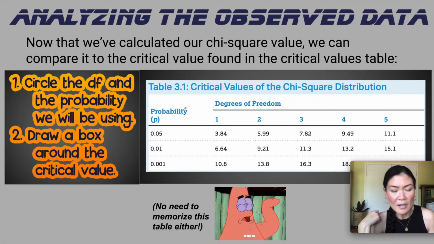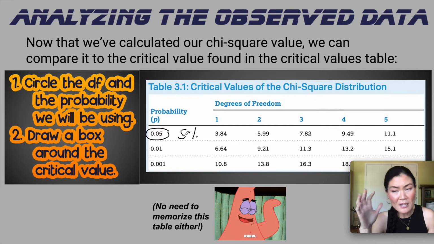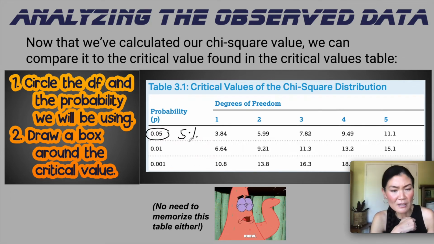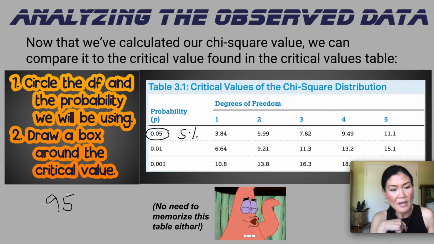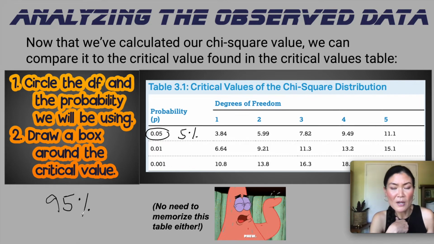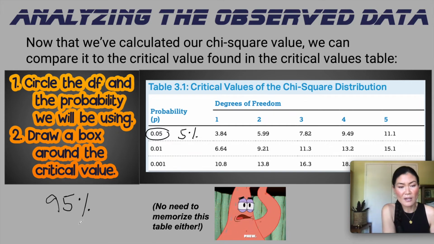And in AP Bio, we're looking at a probability of 0.05. Okay, what does that mean? That just means that 5% of the time, your observed data is not going to match the expected, and that's going to be due to random chance. However, 95% of the time, your observed data is going to be very close to the expected data. It's not going to be significantly different than the expected.